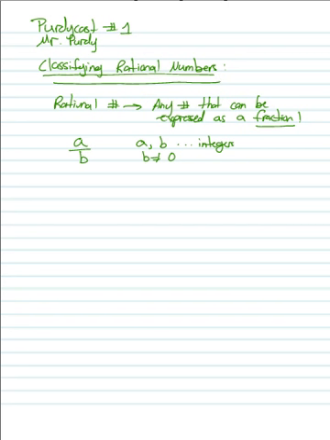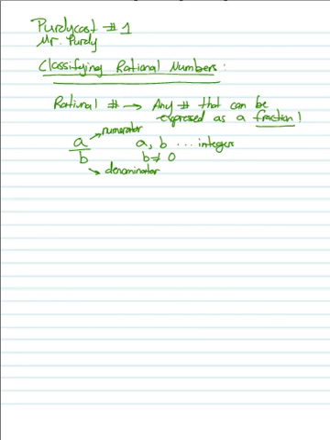In our fraction, the letter a is used to represent the numerator, and the letter b is used to represent the denominator. And the most important thing about a fraction is both a and b again have to be integers, but the denominator is not allowed to be equal to 0 because division by 0 is an undefined operation.